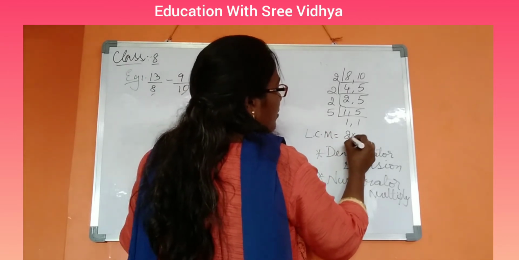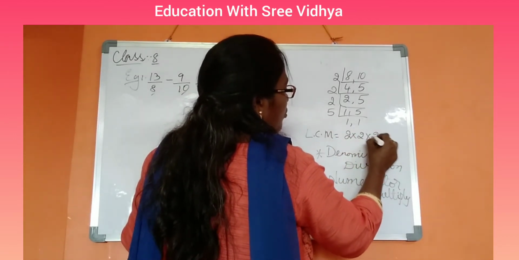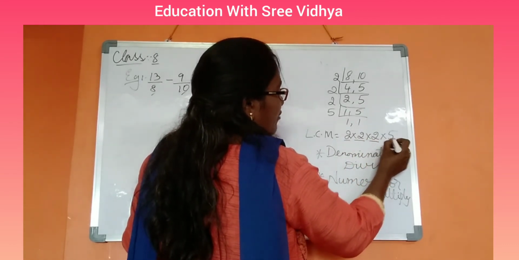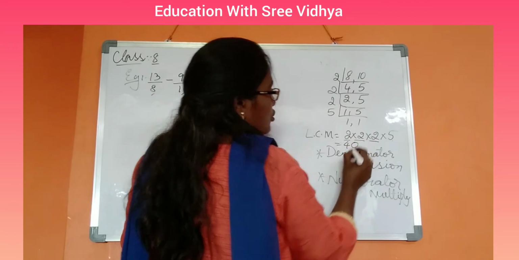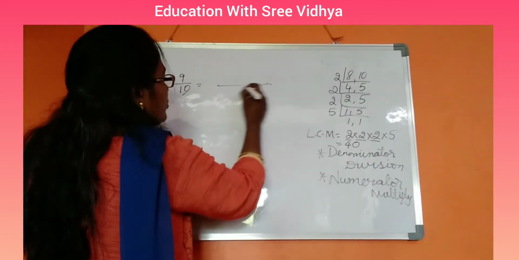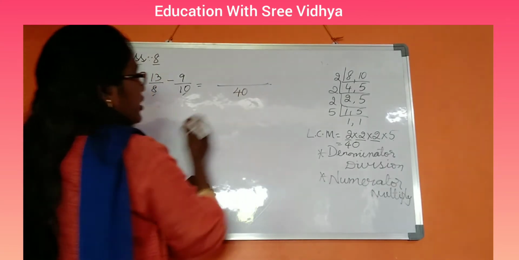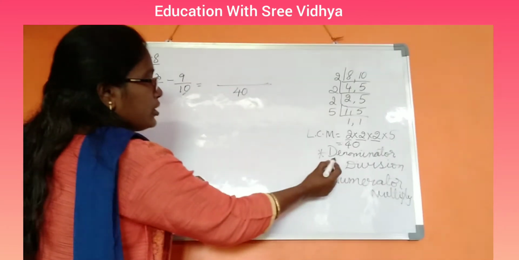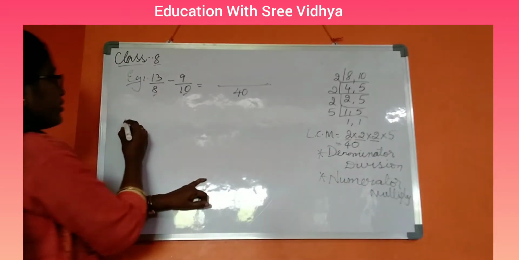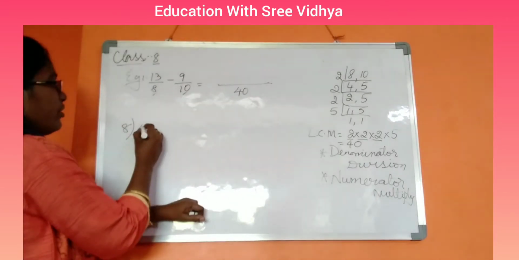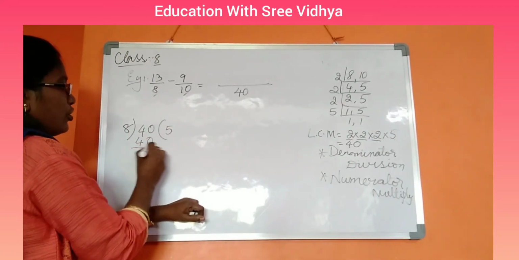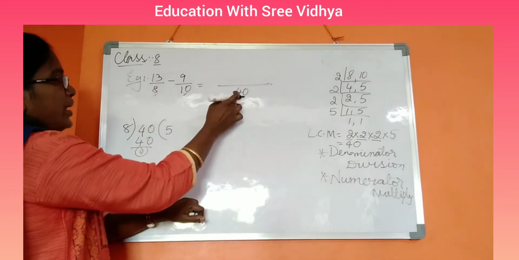LCM is equal to 2 multiplied by 2 multiplied by 2 multiplied by 5. 2 2s 4, 4 2s 8, 8 5s are 40. So 40 is the LCM over here. Now I am writing over 40. Now what you should do? For the denominator you should do division, 40 divided by 8. 8 5s are 40. So the denominator division is successfully completed.